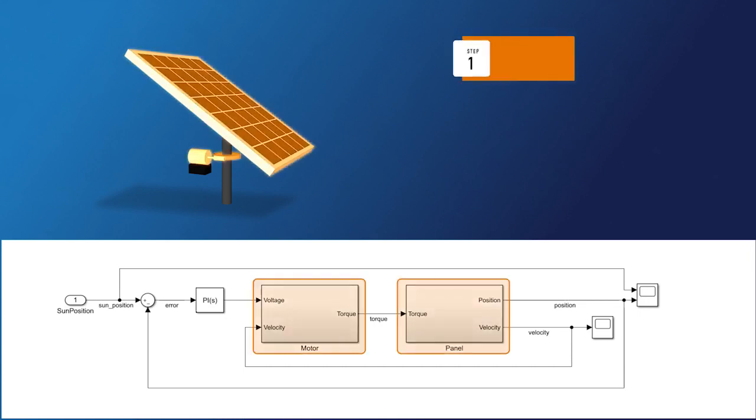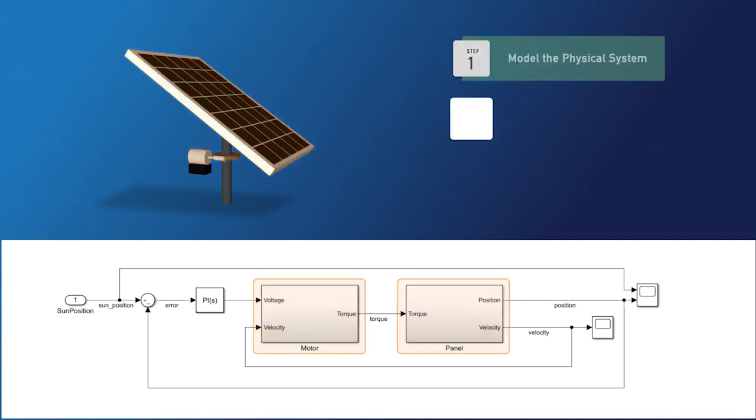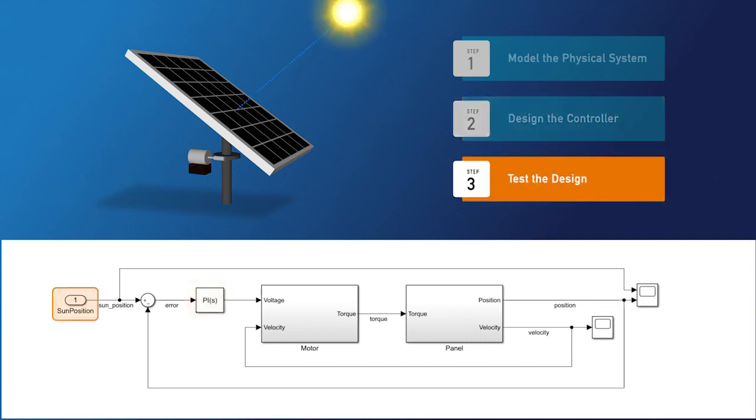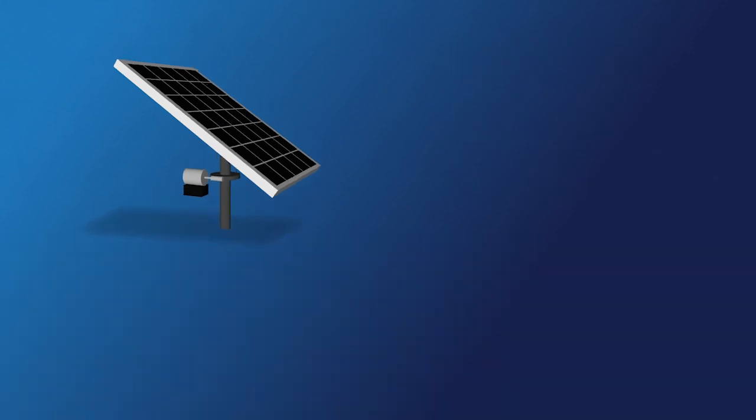below. The physical system consists of a panel and a motor. We'll model those first, and then we'll add a controller to track the sun's position. Once we're happy with the design, we'll test it to see how well it does tracking actual sun data.